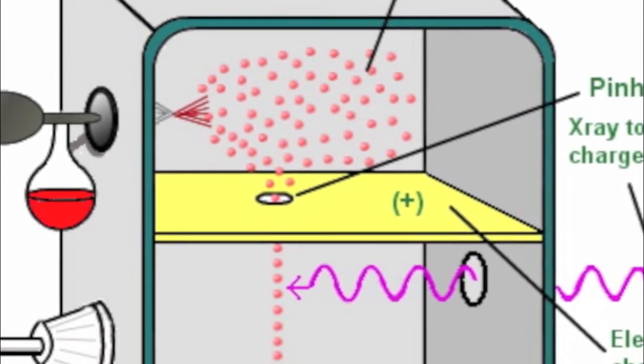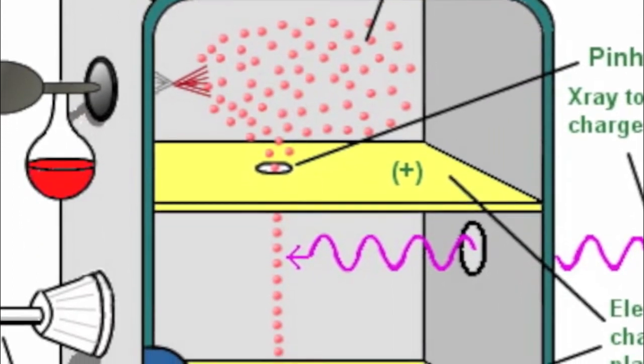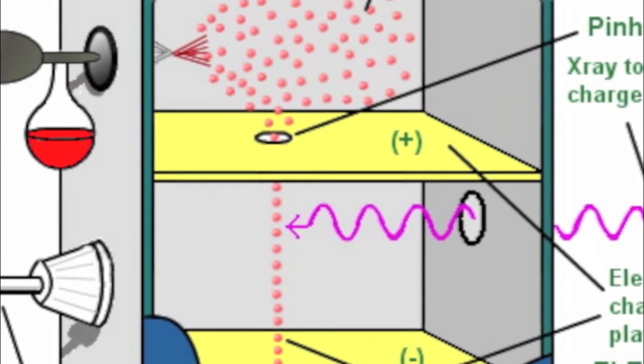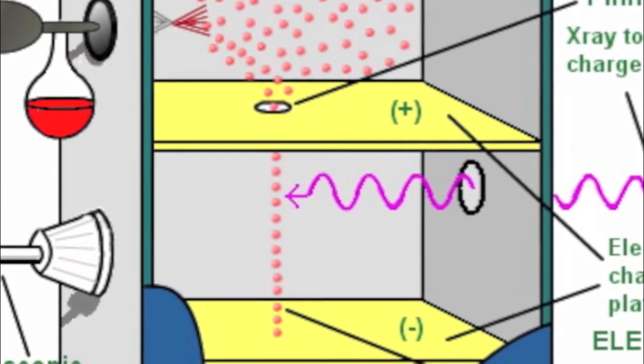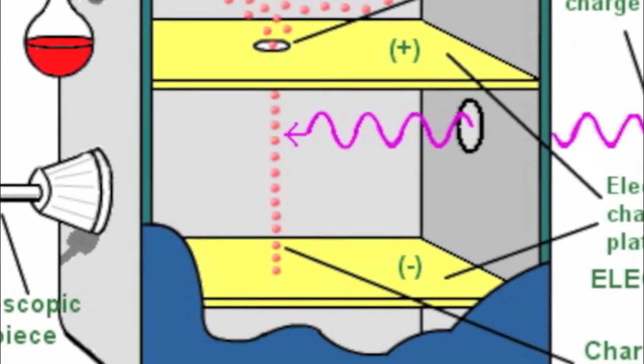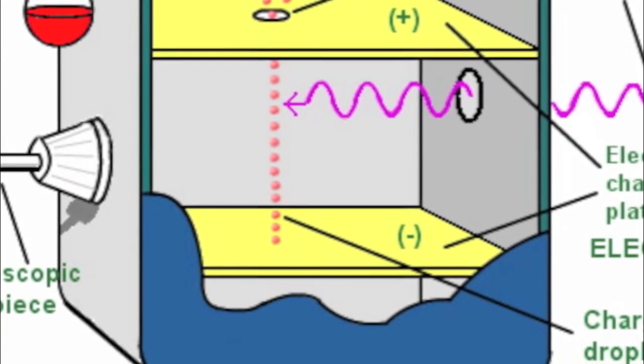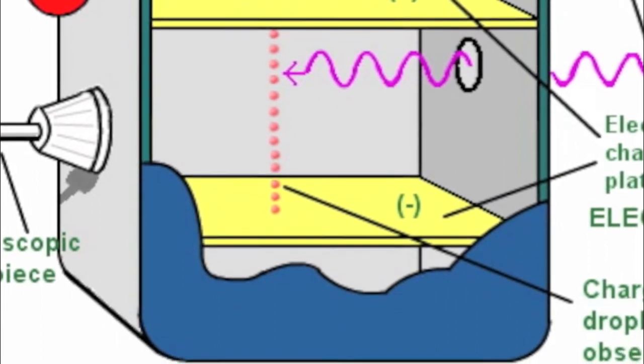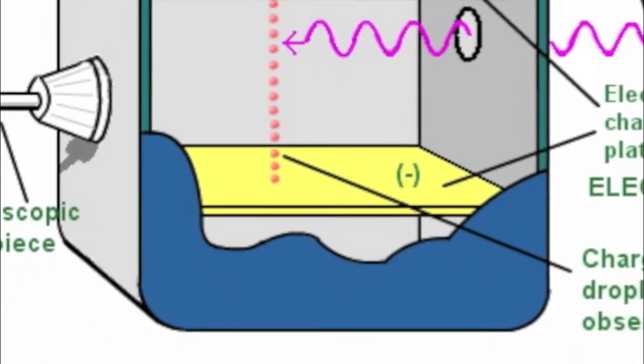The electric field produced in the bottom chamber by this voltage would then act on the charged oil drops. If the voltage was just right, the electromagnetic force would just balance the force of gravity on a drop, and the drop would then hang suspended in mid-air. Here is the calculation that he used for his experiment.